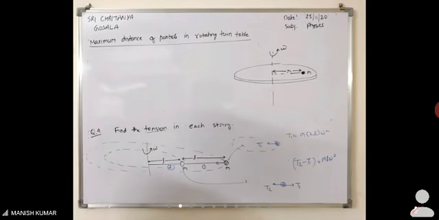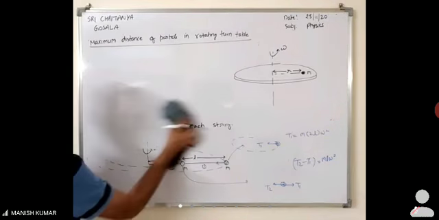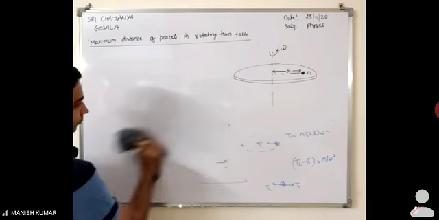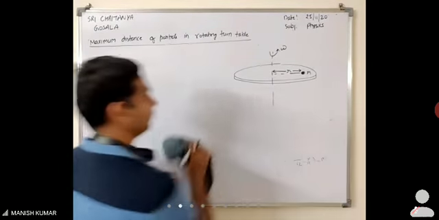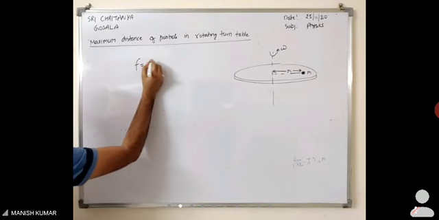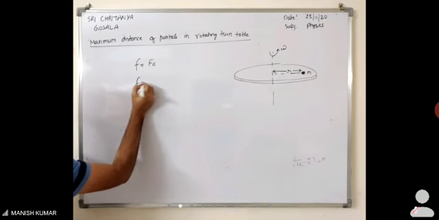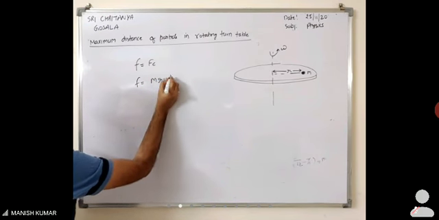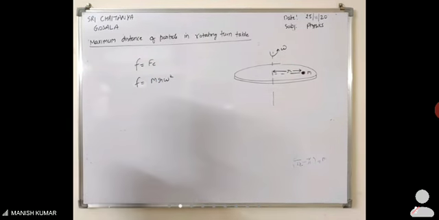So let me explain this case: in this case the friction is providing the centripetal force. So friction is acting as a centripetal force, and friction is nothing but m r omega square. Yes or no?